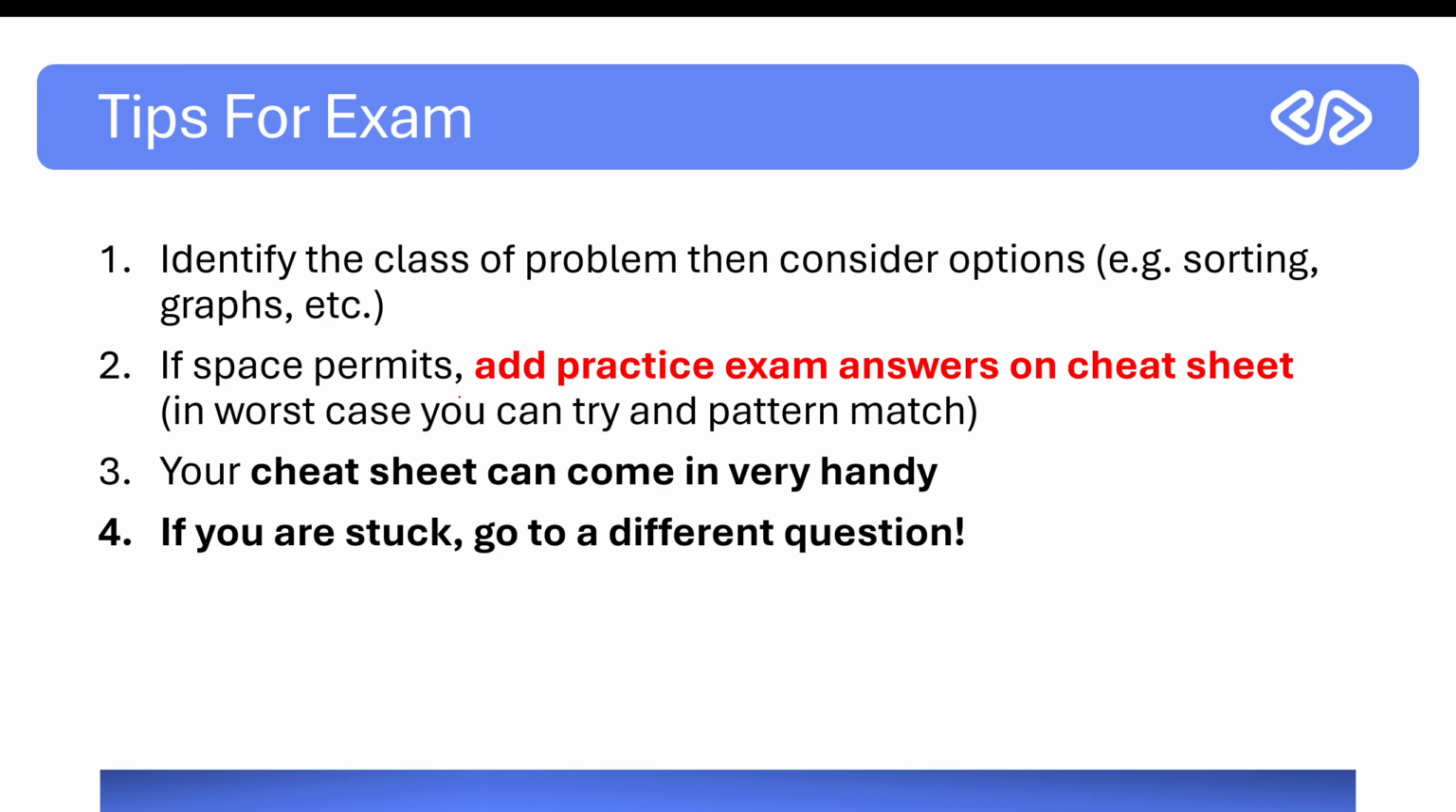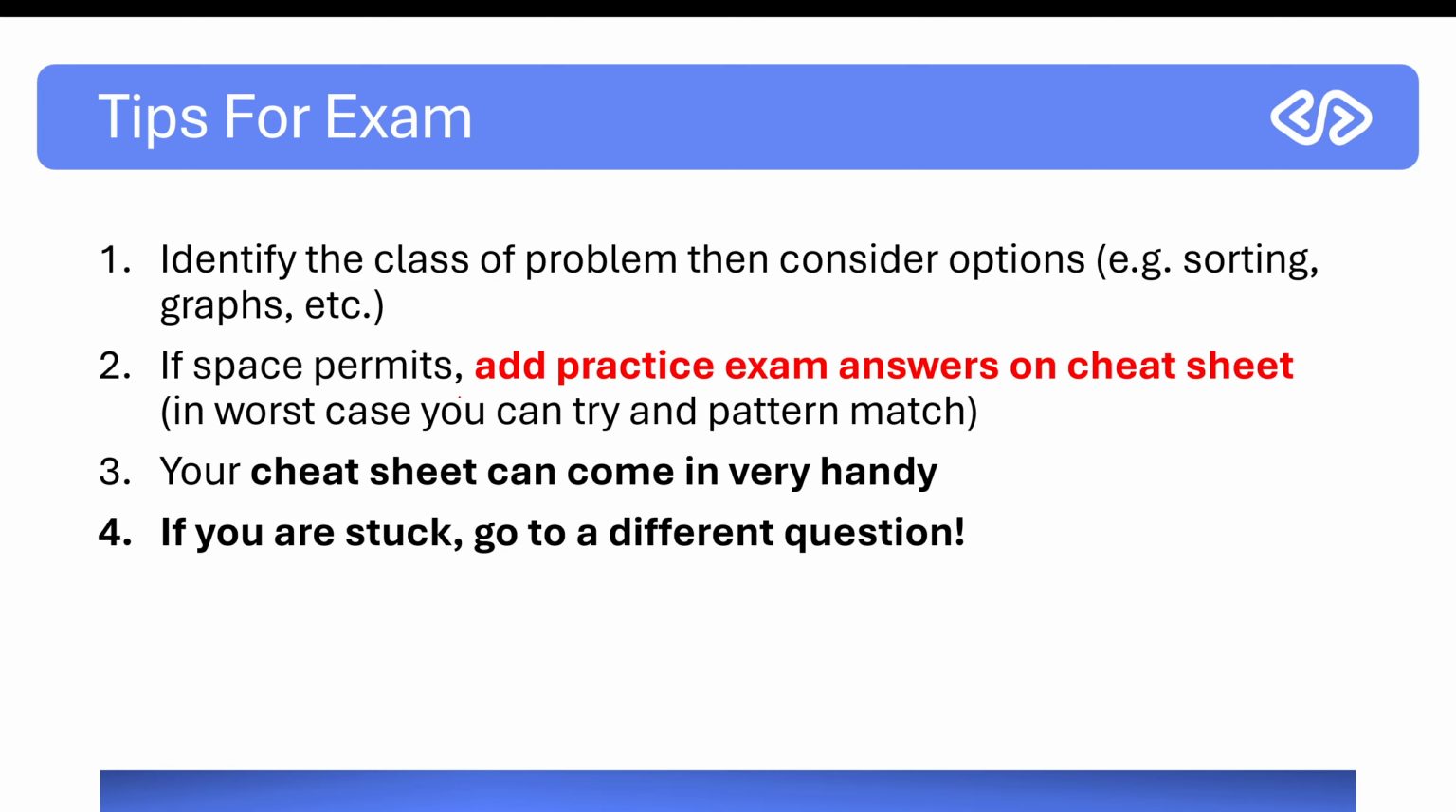Yeah, so my tips for the exam, I have 4 of them. Again, as engineers, your goal is to identify what class of problem you have, and then you need to pick what algorithm or solution you have. So if you're doing sorting algorithms, you just focus on, okay, what are my options for sorting? What are my options for graphs? What assumptions do I have? What constraints do I have? So identifying the problem, that's my first tip.